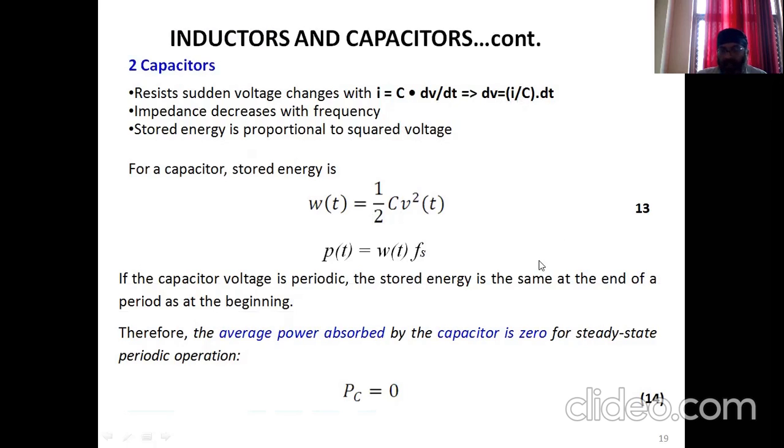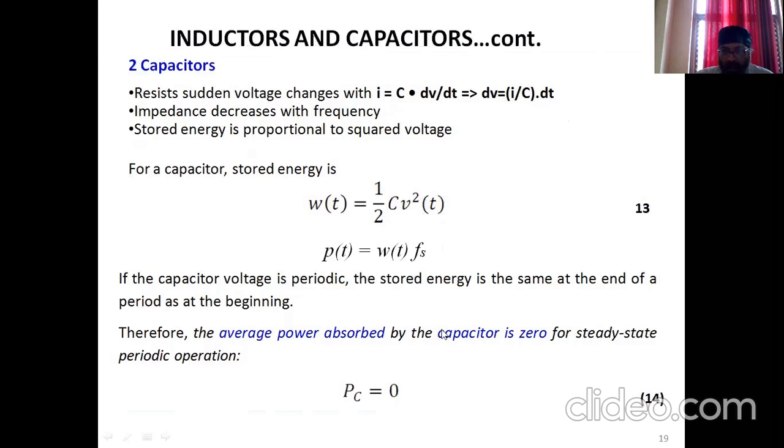So impedance in this case is XC, the capacitive reactance. And the capacitive reactance, we know it decreases with frequency for a capacitor. And stored energy is actually equal to half CV square. Again, using that formula, this is the voltage, this is the current. Current multiplied by voltage multiplied by time, we get this half CV square. So this energy stored is proportional to the square of the voltage.